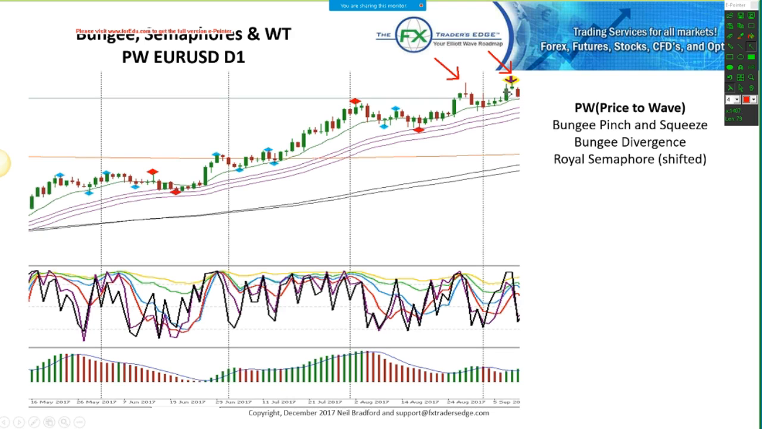And what you can't see in a static chart is that the Royal Semaphore moved to the right. It had appeared at least once beforehand, and then it moved over to the right. So when those setups happen, if you're looking for price to wave, the returning of price to wave, that's the sort of thing to look for.